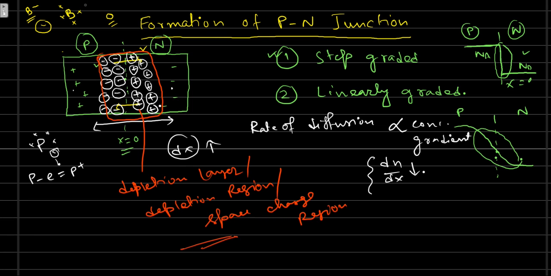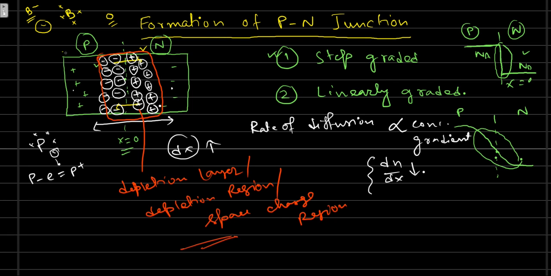So how long will the diffusion process continue? Whether this whole P region will be filled by negative ions, or this total N region will be filled by positive ions, or it will continue up to some time. So let us see what will happen. Now see, when gradually the depletion charges are deposited near the junction, that means at the N side the charges are positive. Okay, the depletion charges are positive.